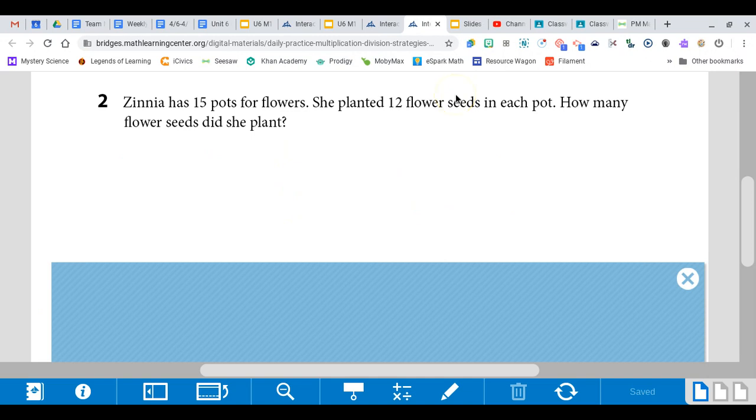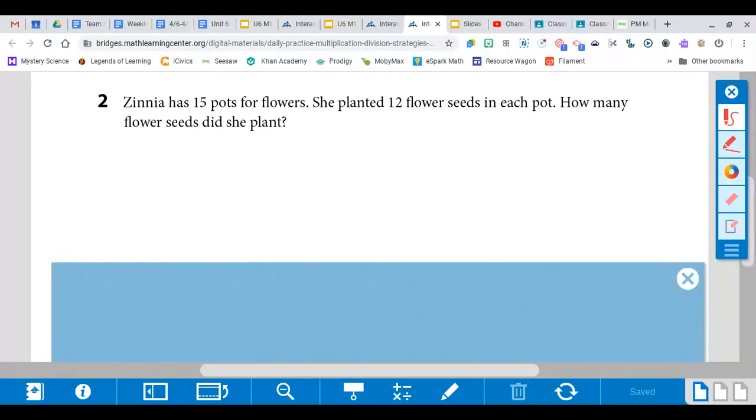All right, let's look at our second problem. It says Zinnia has 15 pots for flowers. She planted 12 flowers in each pot. How many flower seeds did she plant? So, first thing, what is the big question? Well, it's asking us how many total flower seeds did she plant? So, do I know the total, or am I trying to find the total? In this case, I'm trying to find the total again, which means it's going to be another multiplication problem. If I have 15 pots and she put 12 seeds in each pot, I need to figure out what 15 times 12 is for the total.